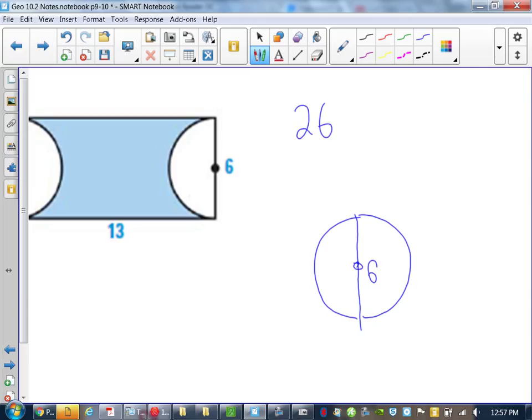What's that? So you add to this 6 pi. Now that means, does that mean that my answer is 32 pi for the total distance? No, why?